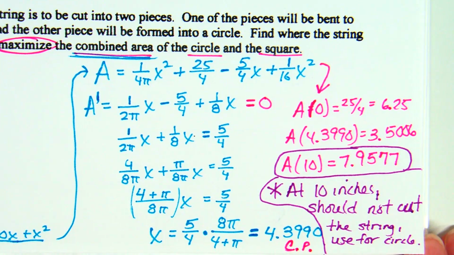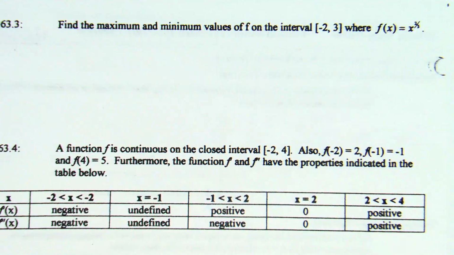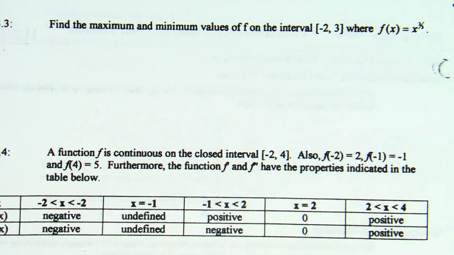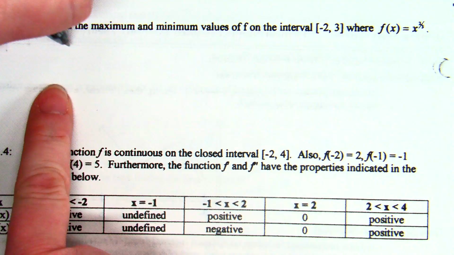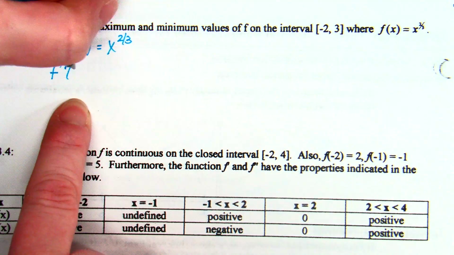Do we have what we need from this page? Example 3. Find the max and min values of f on the interval -2, 3, where f of x equals x to the 2/3. Similar to the first problem we did. Of course, there'll be a twist. We'll get to that. But similar to the first problem, we need to start by finding the derivative. So if f of x equals x to the 2/3, what's f prime of x?